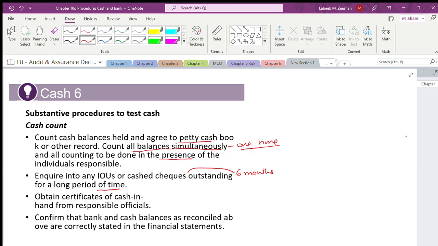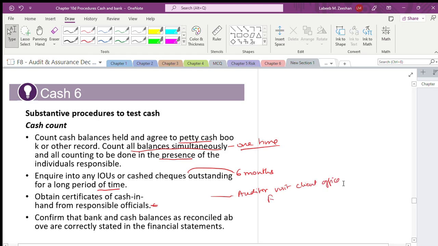Obtain original cash in hand for response from responsible officials. Original certificates of what is the cash in hand. I told you now, the moment the auditor visits the client office, what happens? I'm writing this: visits client office.